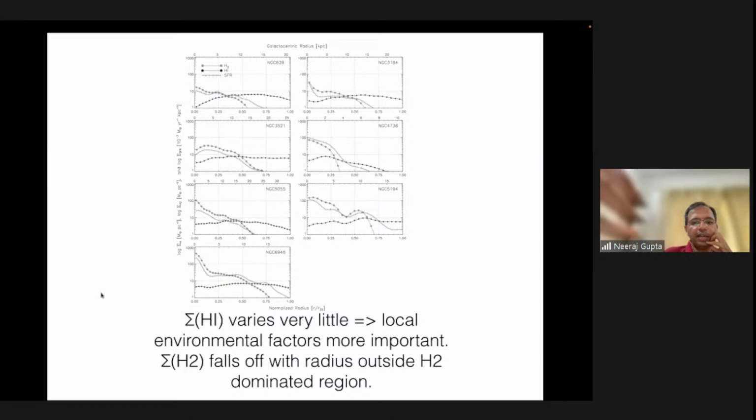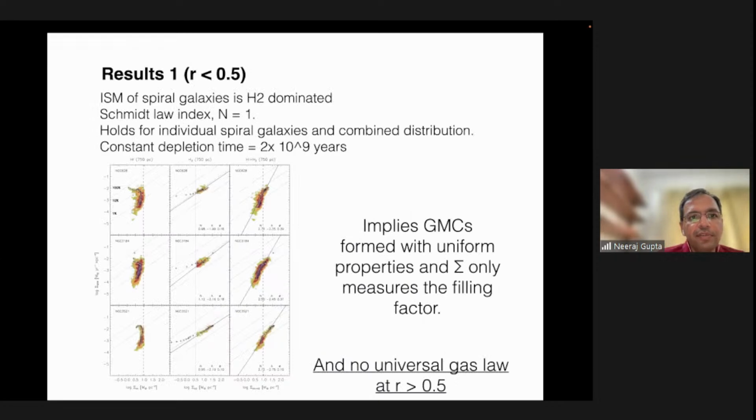So what one is finding here is that HI gas surface density itself is varying very little, right? So what is happening is that the local environmental factors are playing a more important role, and H2 mass density also is actually falling off quite rapidly as one moves to the outer regions of the galaxy, right? So that's the first quick observation that one gets from it.